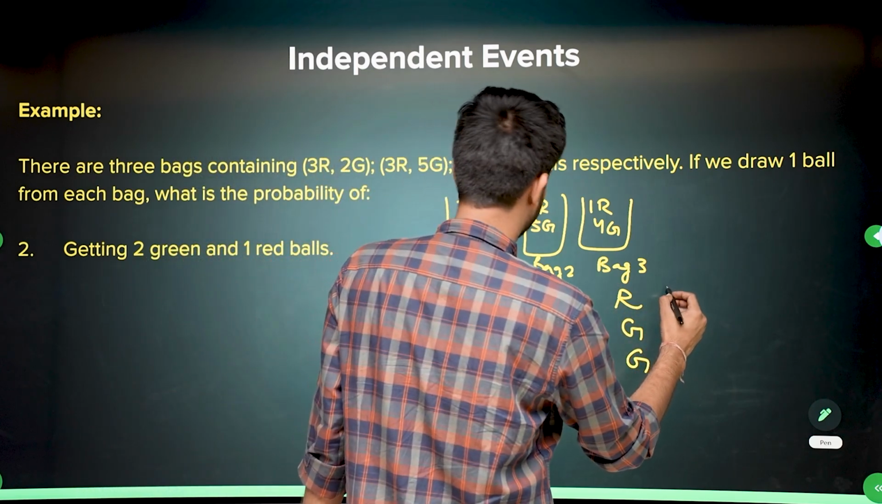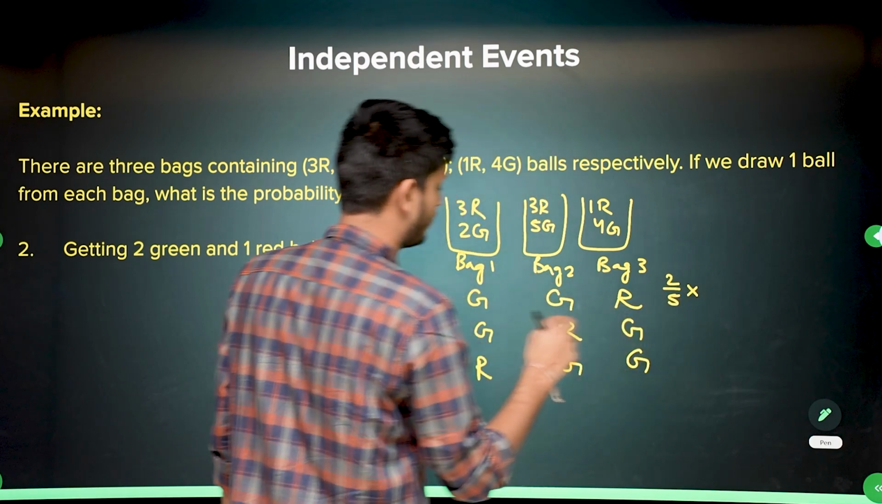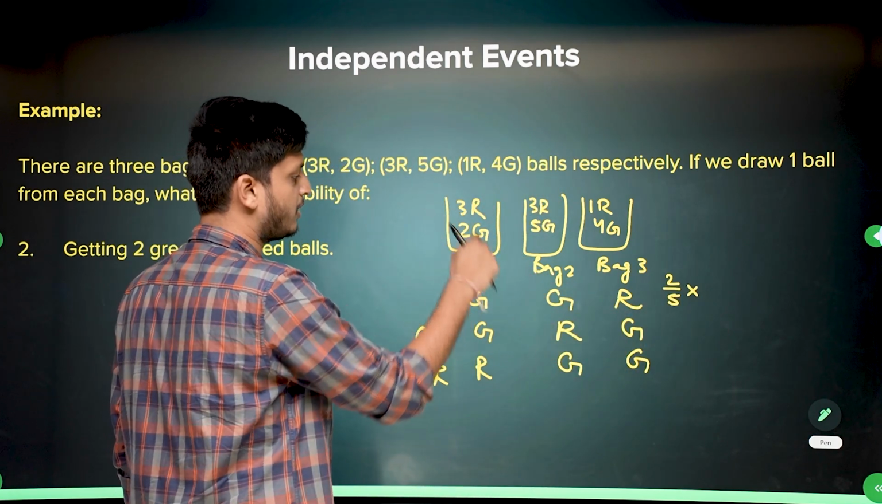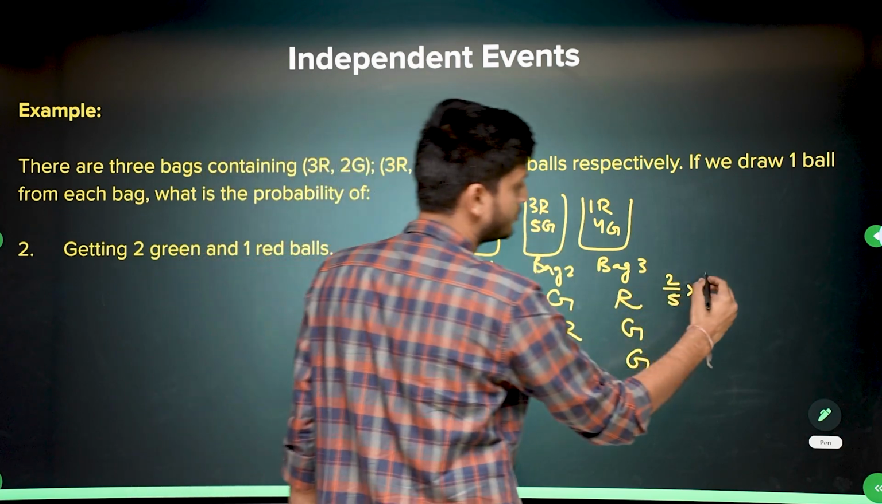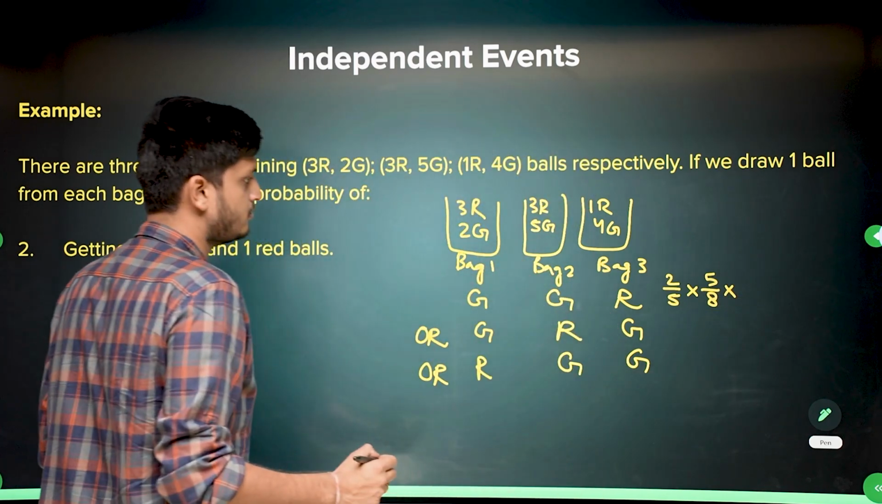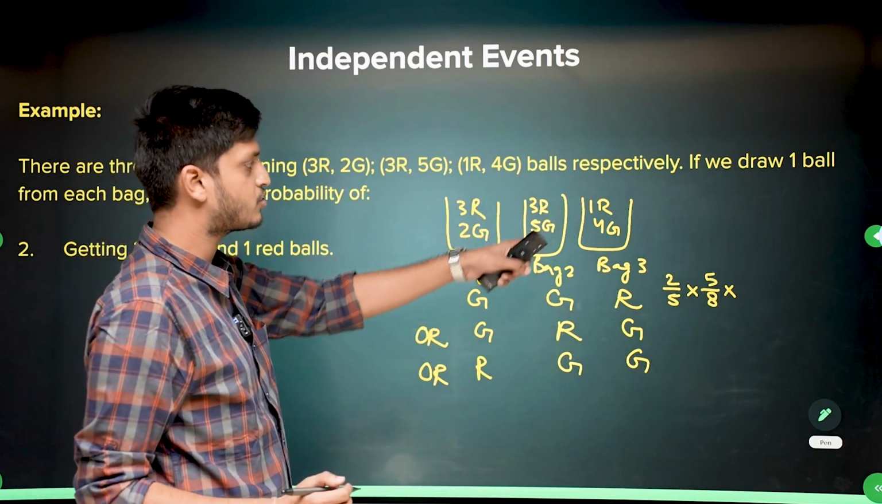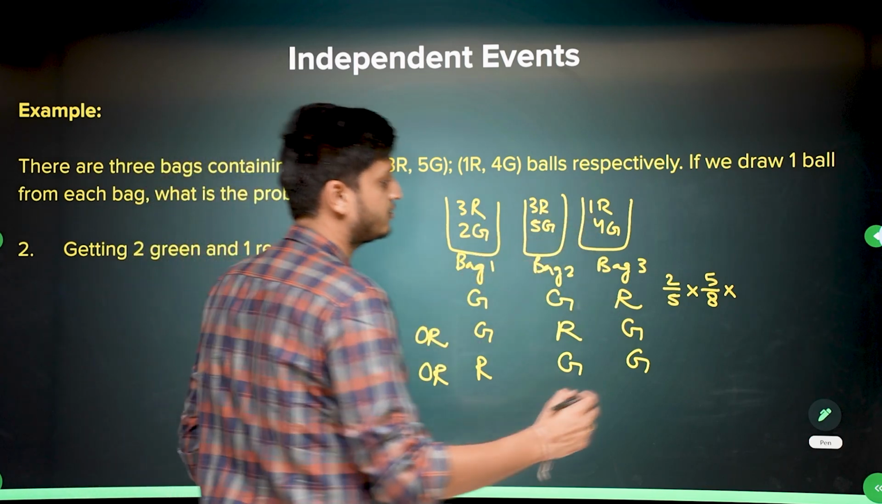So what is the probability of green, green, red? We already know. Probability of getting a green from the first bag is 2 by 5. Probability of getting a green from the second bag is 5 by 8. Right? 5 green balls, total 8 balls. What is the probability of getting a red from the third bag? 1 by 5.